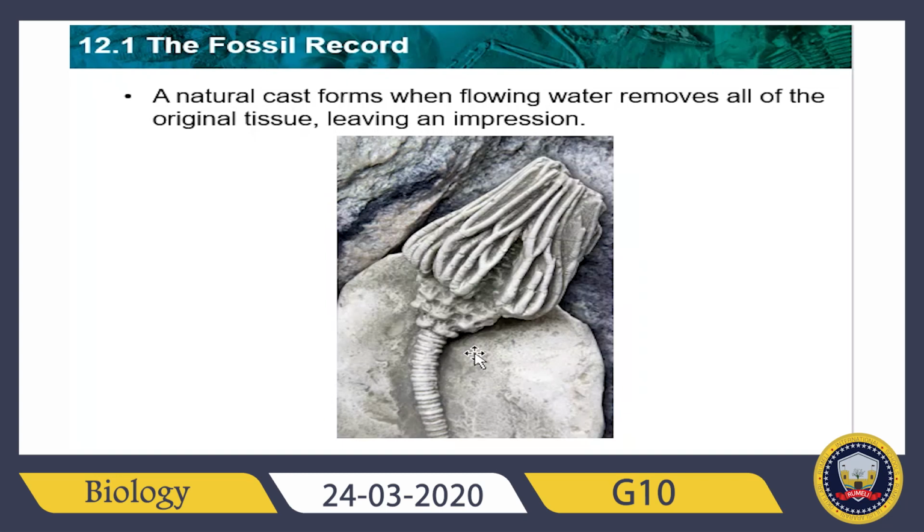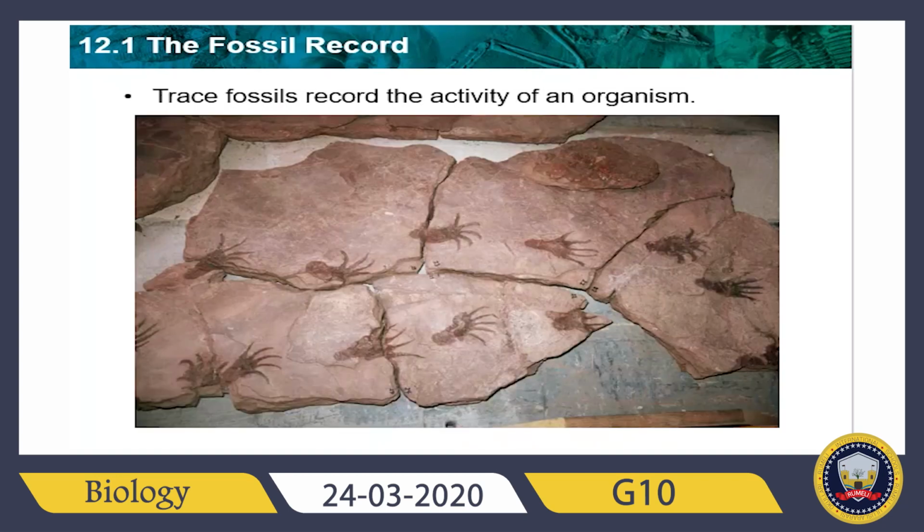So minerals fill in the mold, recreating the original shape of the organism. So this is the method by which a natural cast, which is a kind of fossil, will form.